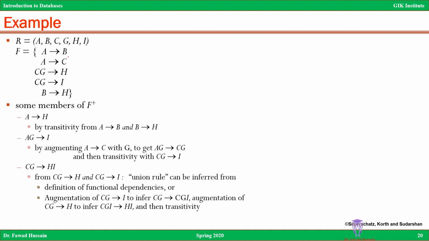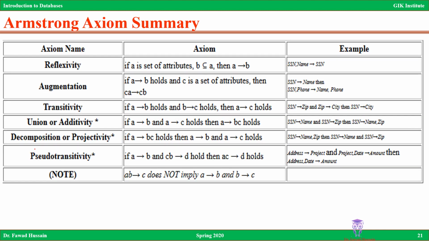All of these are included in F plus. Apart from that, since I have A implies B and A implies C, I can have something like A implies CB, and then since I have A implies B and B implies H, I can have something like A implies H, and this and all others are going to be included in the closure of this. So these are some of them. There are going to be others as well. So this is with the functional dependencies.